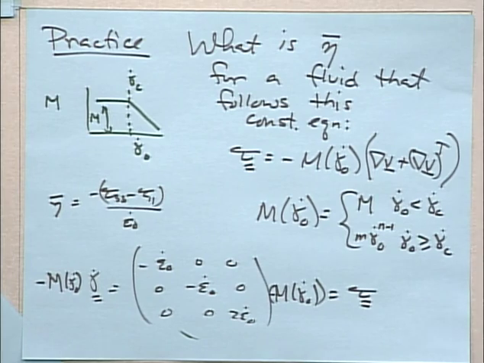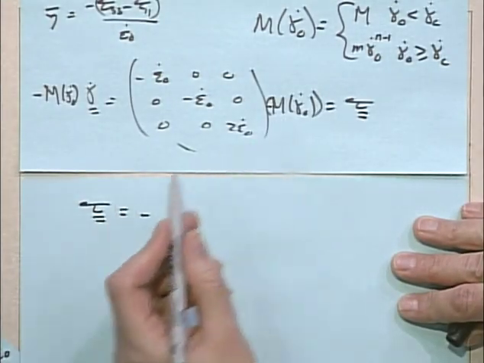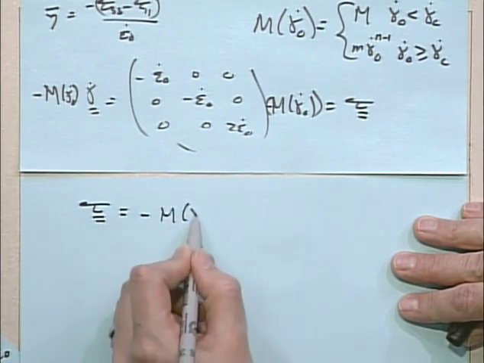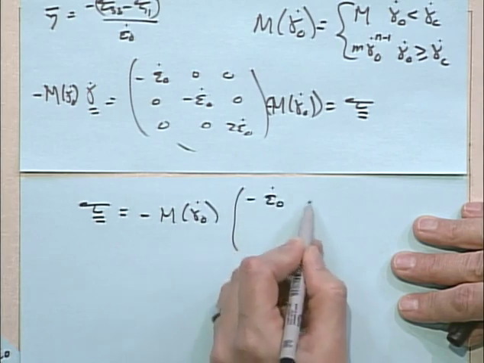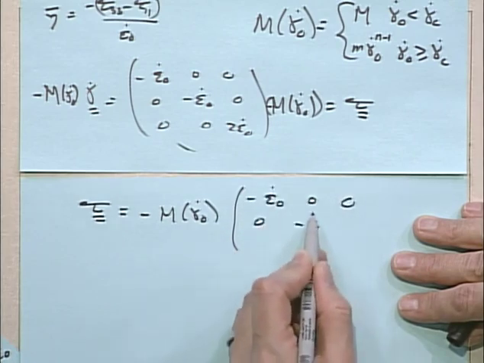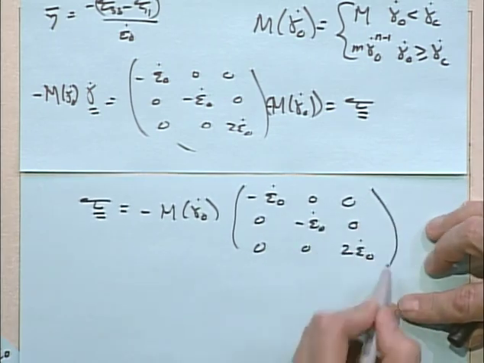Now, I know at this point I rushed to the conclusion, so I'll slow down and do that conclusion again. Again, it's the same pattern when calculating a material function. We've calculated the stress. Let me write it out neatly now. The stress is equal to minus this function, which is m of gamma dot naught, times this tensor: minus epsilon dot naught, 0, 0; 0, minus epsilon dot naught, 0; 0, 0, 2 epsilon dot naught.